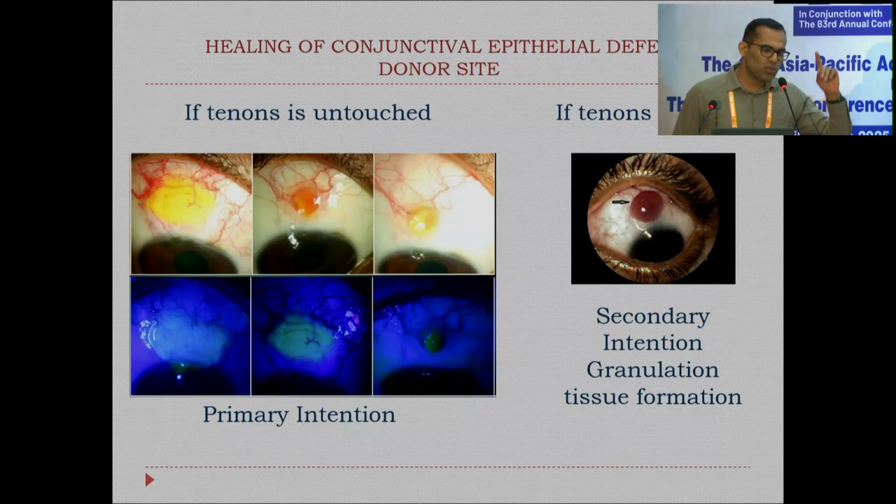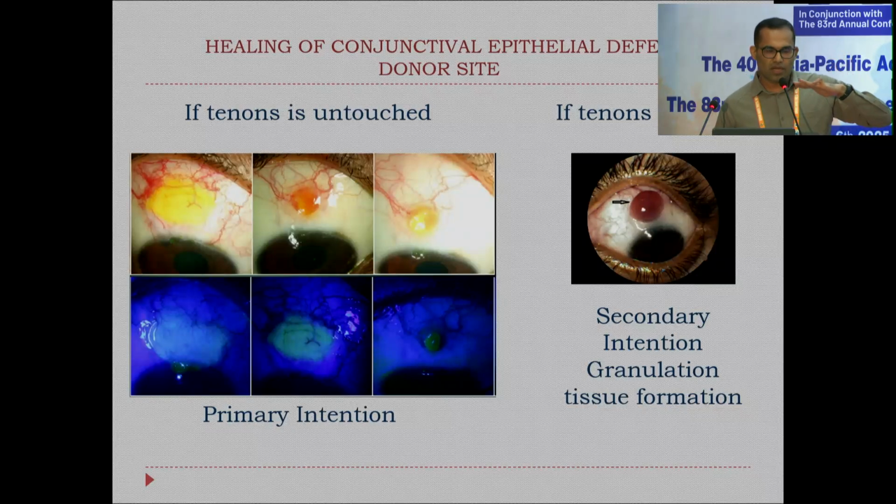Now let's go to the donor site. How does the donor site heal? Because we keep the underlying Tenon's intact, the epithelium starts growing from the limbus and the conjunctival fornix over the donor site and it gets epithelized. So this is healing with primary intention. However, if we cut the Tenon's at the donor site, we all know that it forms a pyogenic granuloma, which is nothing but secondary intention granulation formation.